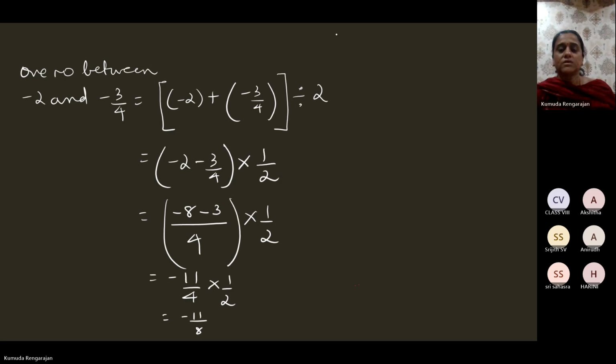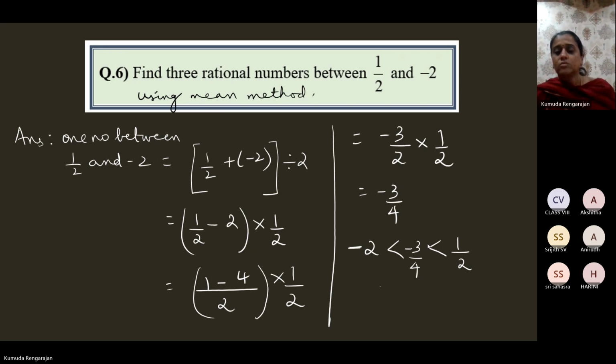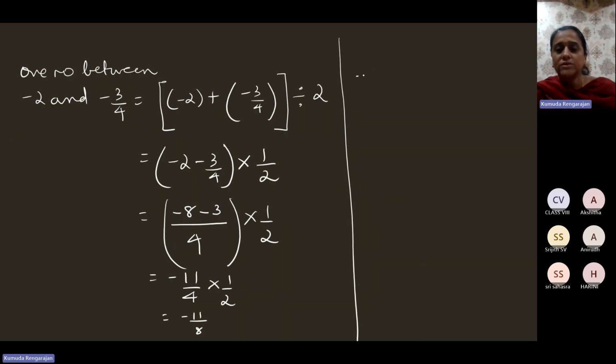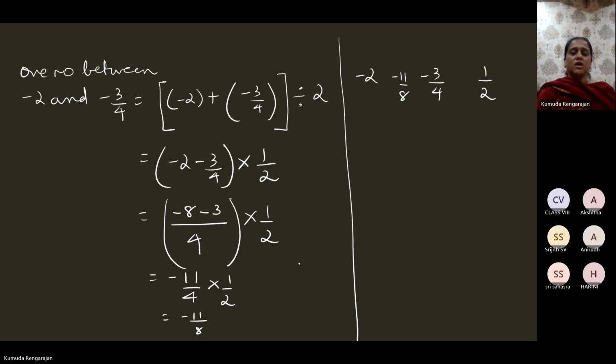Correct. So now what is it? What did we have earlier? Minus 2. What's the ascending order? Minus 2, minus 3 by 4, and 1 by 2. Now we have inserted a number between minus 2 and minus 3 by 4. So write it here, minus 11 by 8. We have inserted a rational number between minus 2 and minus 3 by 4. So write it between minus 2 and minus 3 by 4 and use a less than symbol.